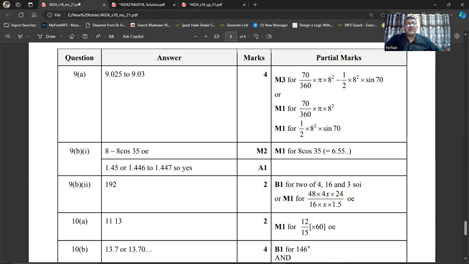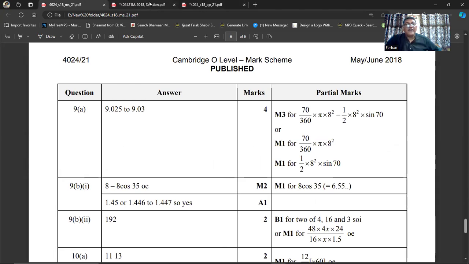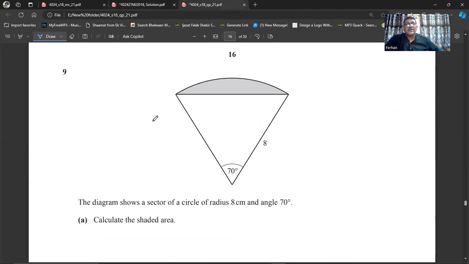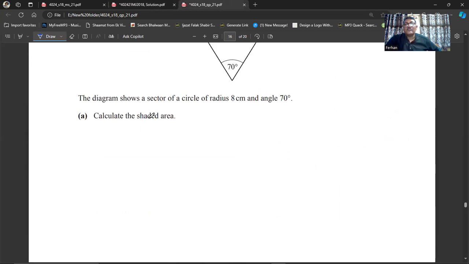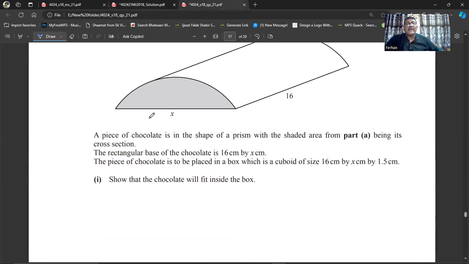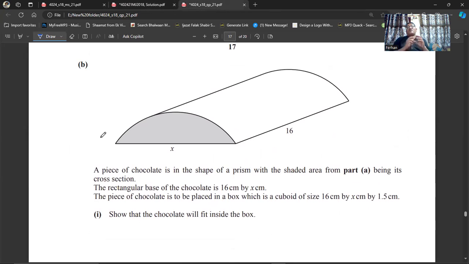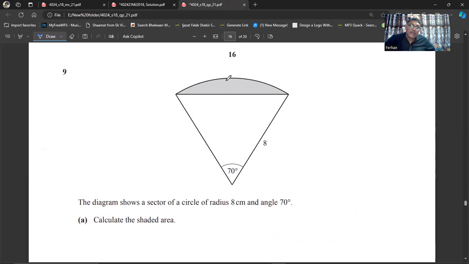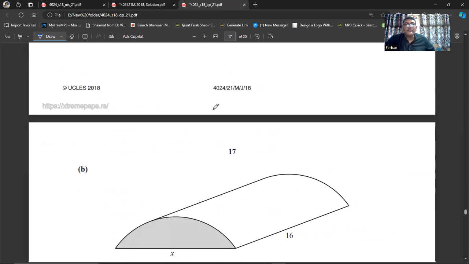Hopefully you understand, this is the marking scheme, and this is my solution. So that was a 4 marks part. Question number 9 and its B part. He says a piece of chocolate is in the shape of a prism with the shaded area from part A being its cross section. The rectangular base of the chocolate is 16 centimeter by x centimeter. So this dimension is 16, this is x. This height I can find from here, okay?